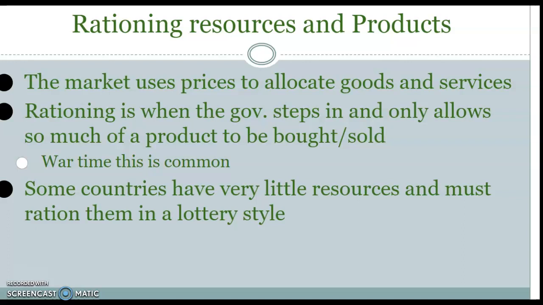Some countries have very little resources and must ration them in a lottery style. When it comes to the lottery style, that means it's going to be rationed on a first come, first served basis. If you want to think just American, one of the most recent times in memory, for me at least, was the fuel embargo. The fuel embargo was in the 70s, I believe 1973. That was an area in which the US rationed gasoline in the form of a lottery style. It was first come, first serve, and you could only buy certain amounts of it.